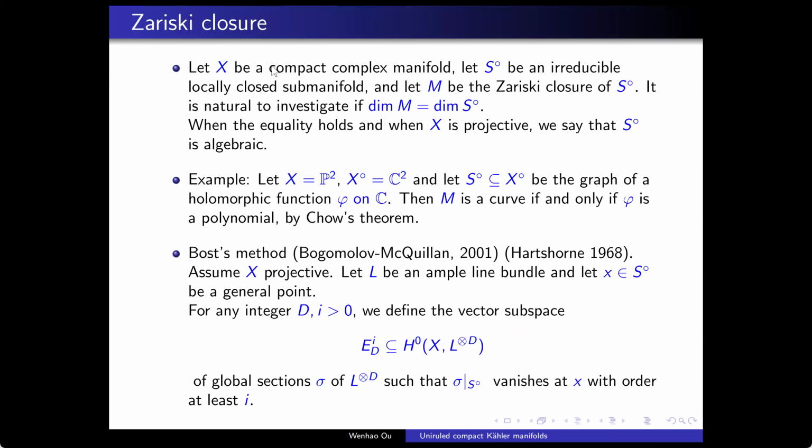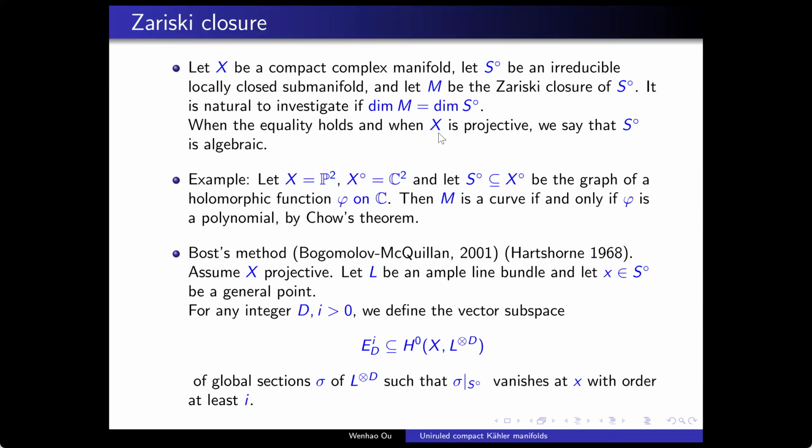So which is written here. Let X be a compact complex manifold, and let S0, which is gamma 0 in the previous slide, be an irreducible locally closed submanifold. And I let M be the Zariski closure of S0. We want to see if dimension M is equal to dimension S0.